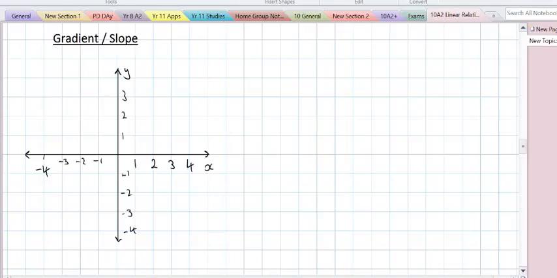Good morning, Year 10s. As you can see, I'm not with you today. Instead, you have a relief teacher because I'm on a course. So we don't fall behind, I'm going to push ahead with the content, and today we are going to look at gradient much more closely.